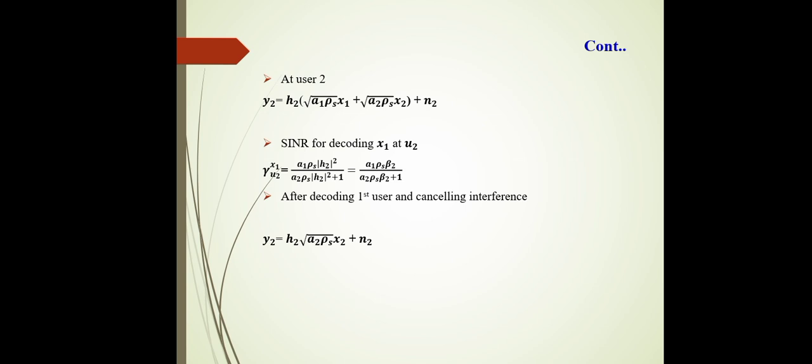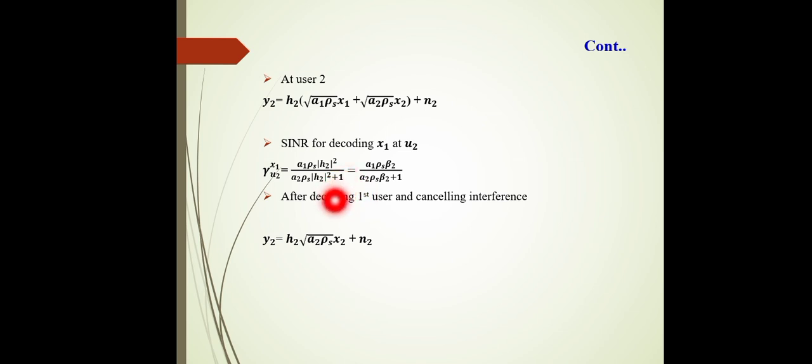I can also derive this for user 2. Y2 is equal to h2 into root under a1 rho_s into x1 plus root under a2 rho_s into x2 plus n2. The signal to noise ratio for decoding the x1 signal at user 2: here also the first term is the desired signal and the remaining terms are treated as noise. So gamma of decoding x1 at U2 is A1 rho_s mod of h2 square upon A2 rho_s mod of h2 square plus 1, and I put mod of h2 square as beta 2, so it is A1 rho_s into beta 2 upon A2 rho_s beta 2 plus 1.